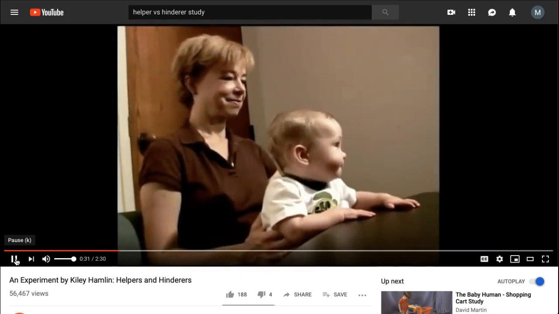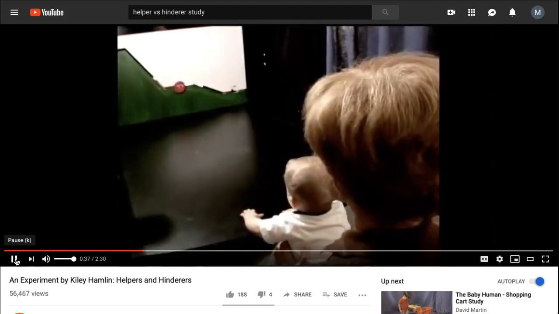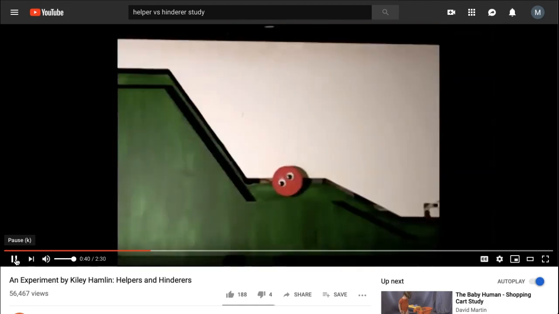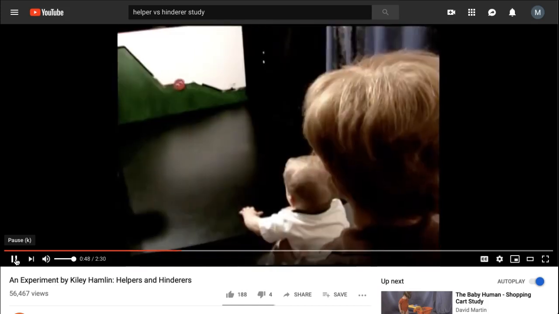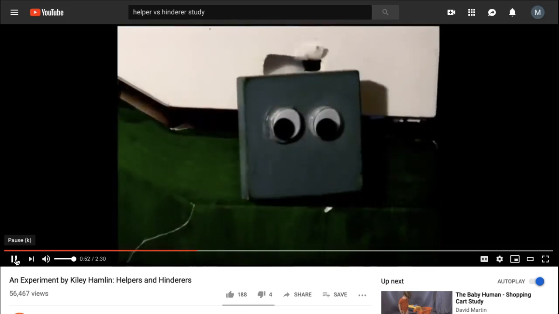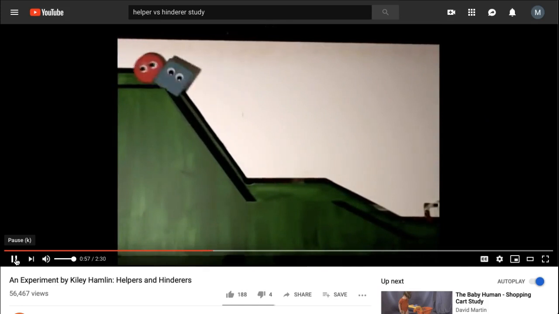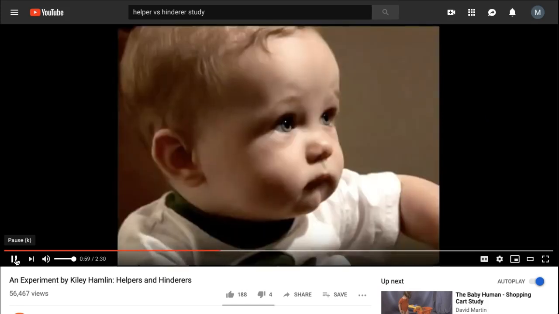In this study, parents bring their 6-month-olds into the lab. At the other side of a long table is a hill stage. A red circle guy with googly eyes tries to climb the hill. He sort of goes up the hill and then falls back down. He always fails at it. Then a blue square character, also with googly eyes, comes from the bottom of the hill and bumps him up to the top of the hill so that he's successful.